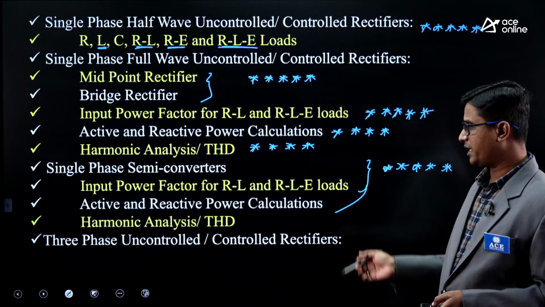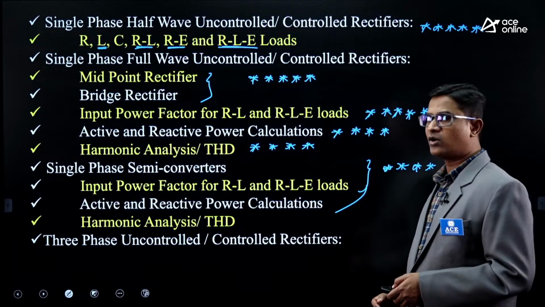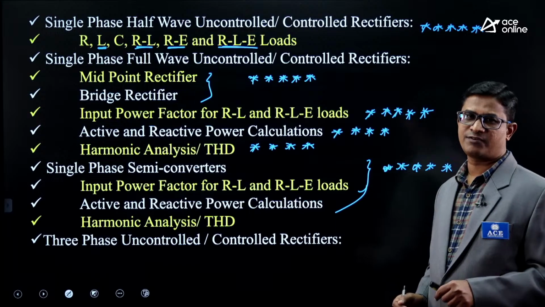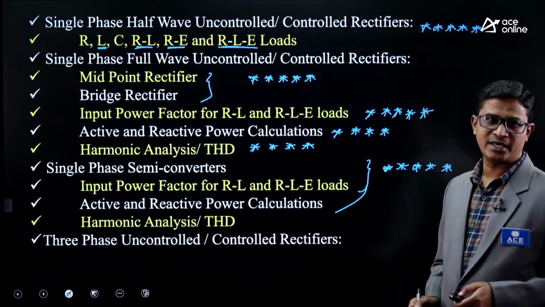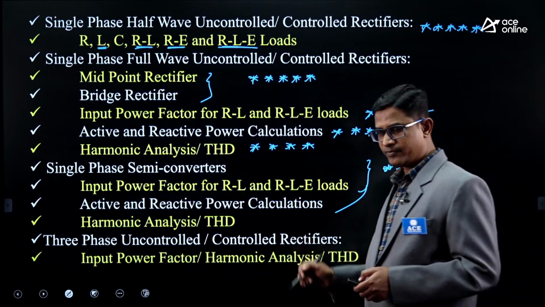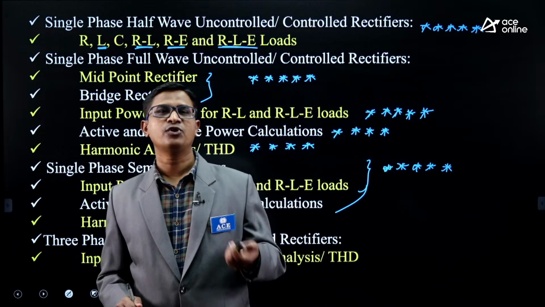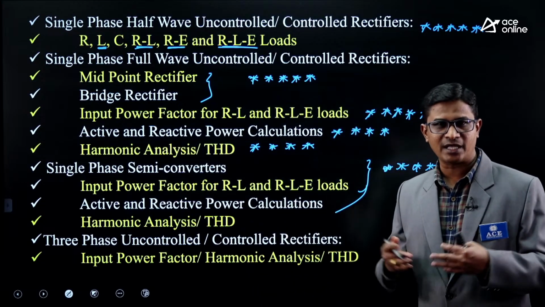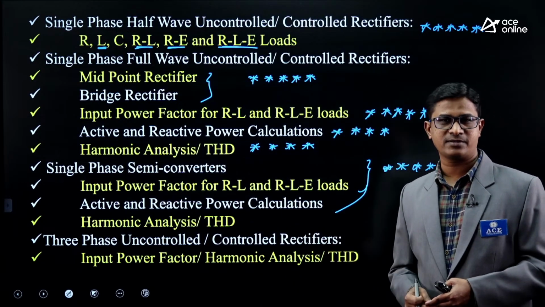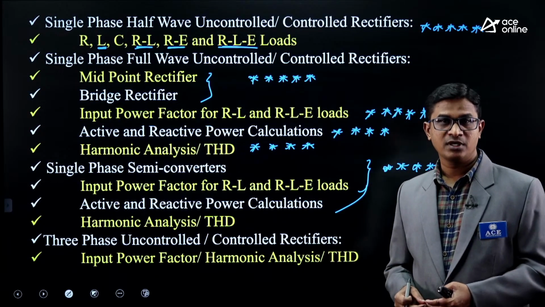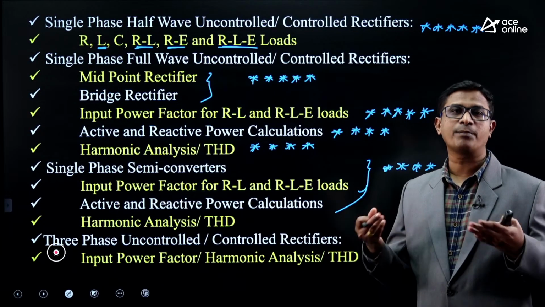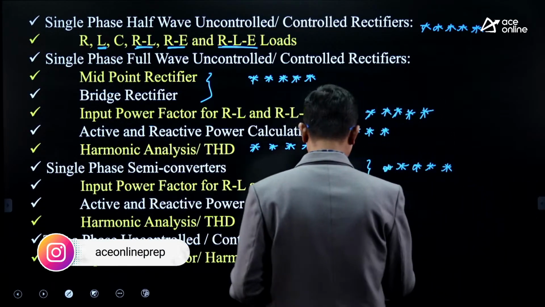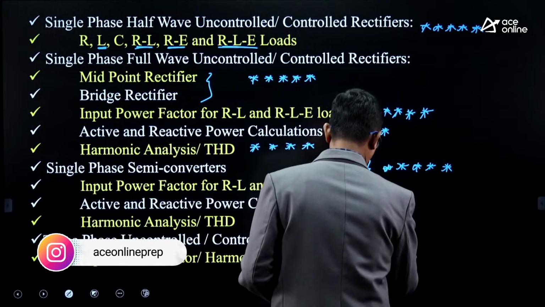Harmonic analysis again. Next, 3-phase uncontrolled and controlled rectifiers, very very important. 3-phase uncontrolled rectifier, 3-phase controlled rectifiers. In that we have the 3-phase half wave, 3-phase full wave, and 3-phase semi converters. In that again, which different harmonics are present, that is the harmonic analysis, total harmonic distortion, input power factor, what is the load power, what is the output voltage expression, and so on. Very very important. I will give this a 5-star rating.